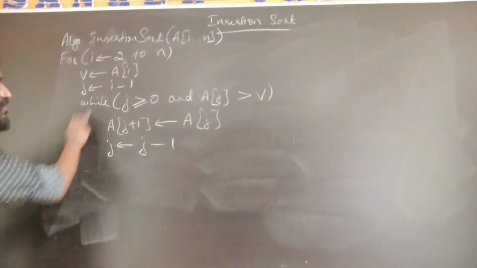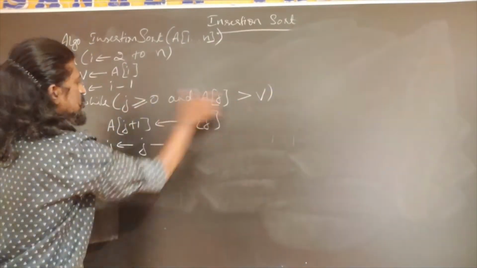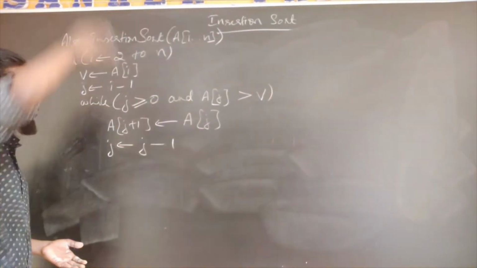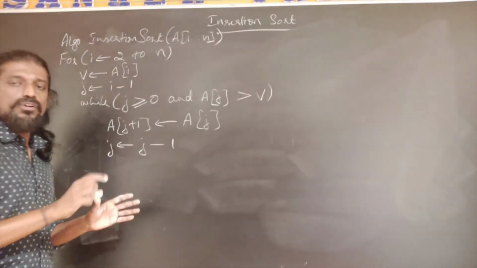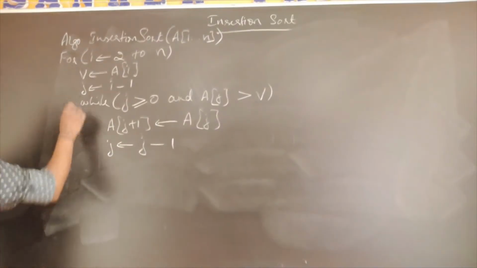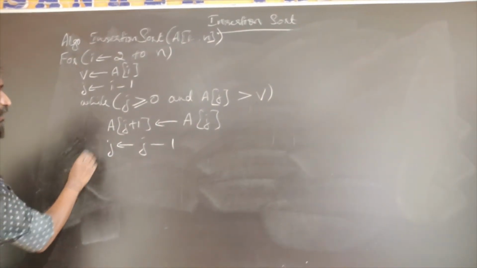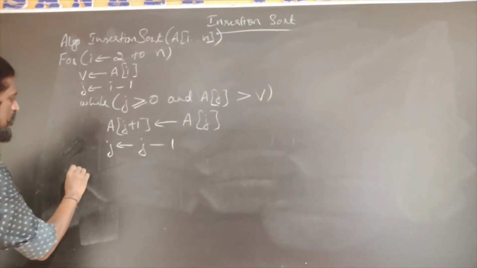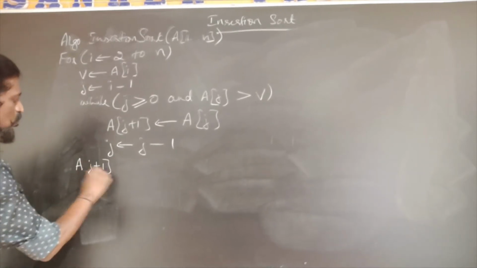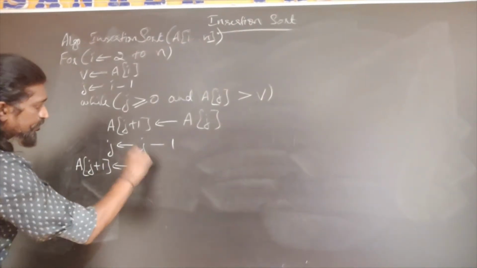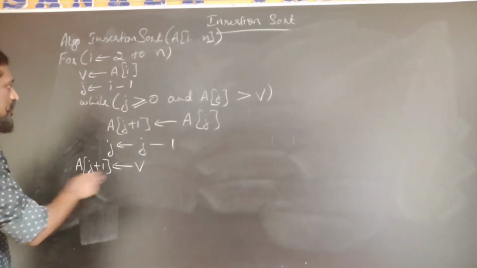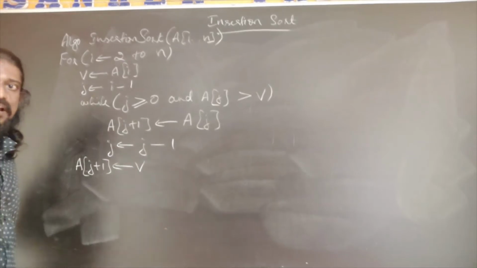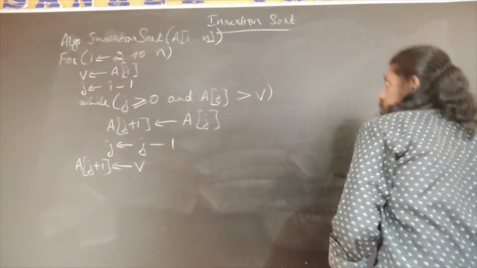We keep doing this until these conditions no longer hold, that is, we reach the top of the list, or this element becomes less than the value that we want to insert, so that it can be inserted there. Once we come out of this loop, we know where to insert the value v, that is the position j plus 1 will take the value v. So that is where we insert v, and this we do n minus 1 times. As we have seen, all the elements will get sorted. So this is the algorithm for insertion sort.